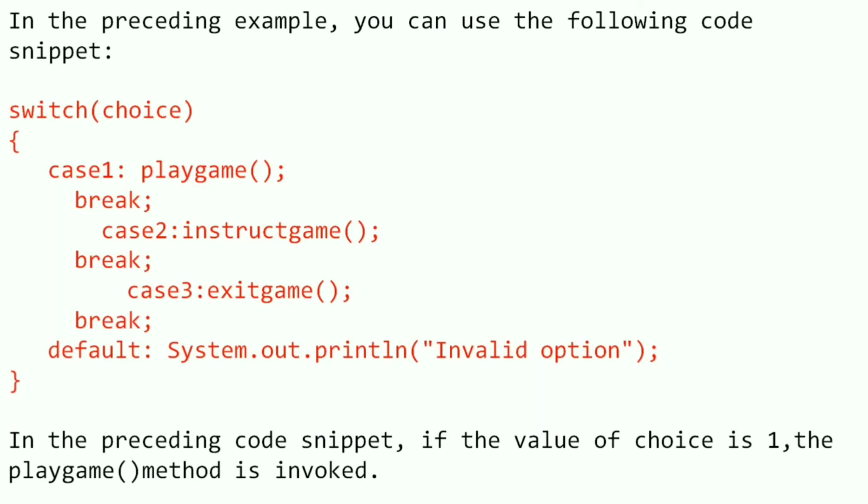In the preceding code snippet, if the value of choice is 1, the play game method is invoked, and if the value of choice is 2, the instruct game method is invoked, and if the value of choice is 3, the exit game method is invoked.